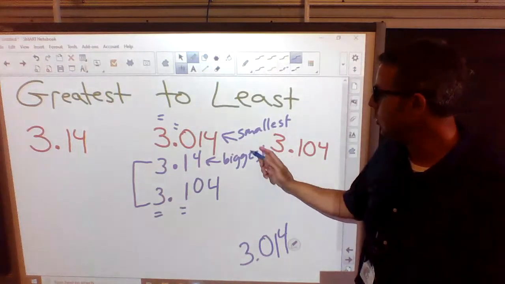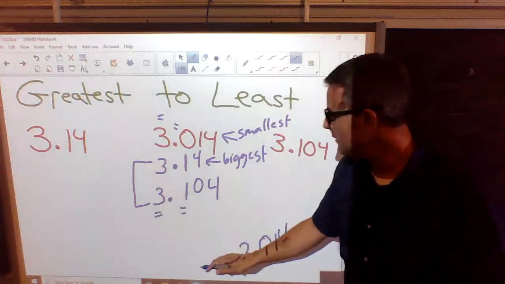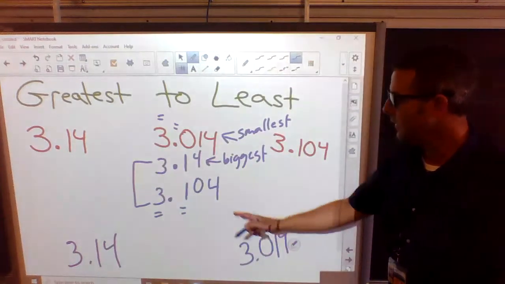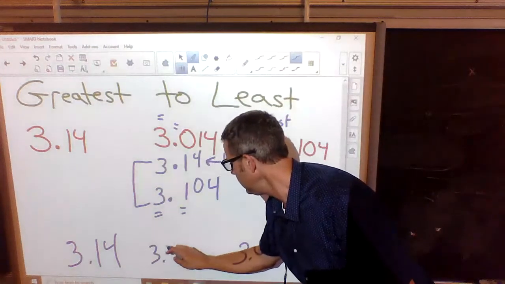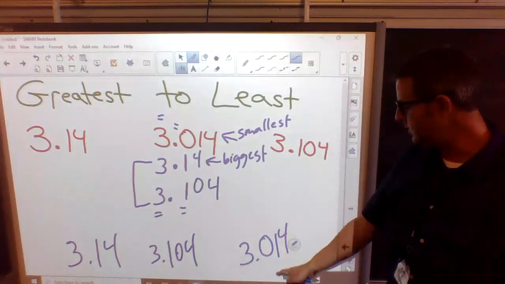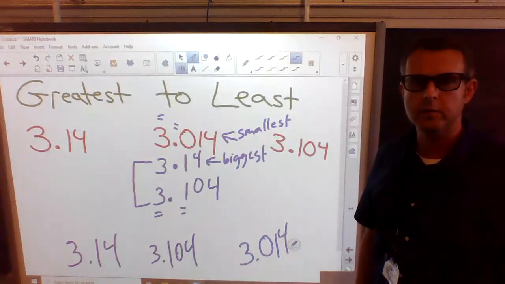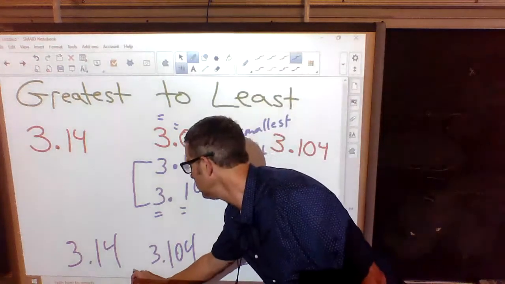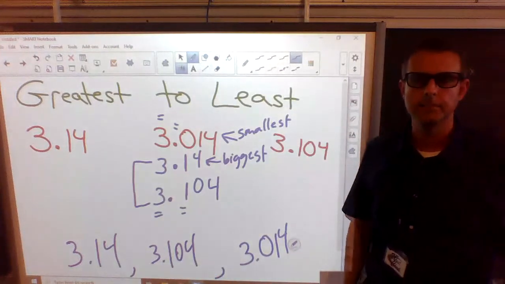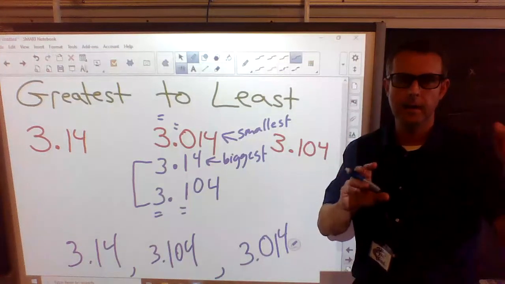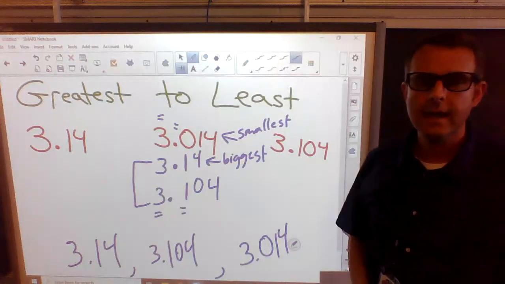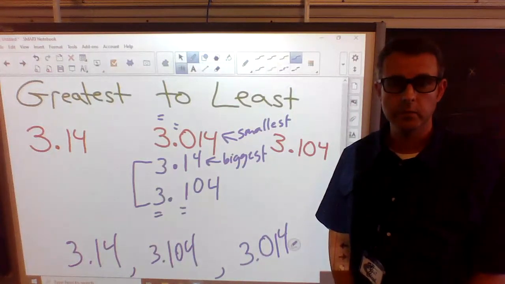So when we write these in order from greatest to least, this 3.14 has to be first. Which means this 3.104 will be the second biggest because we already knew that the 3.014 was the smallest. And we usually, when we write these, we put commas in between them just to separate them. If you just put them on your piece of paper and have 1, 2, and 3 and have them separated, that's fine too. But that is how we can compare decimals.